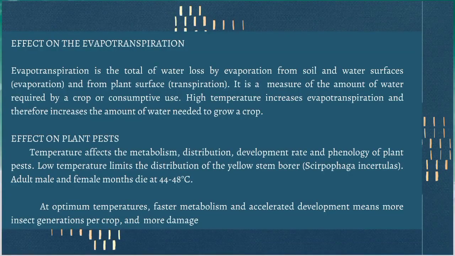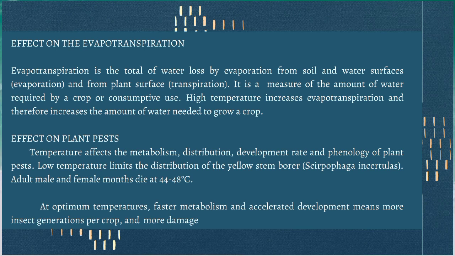Next, the effect on the evapotranspiration. Evapotranspiration is the total water loss by evaporation from soil and water surfaces, which we call evaporation, and from plant surfaces, which is called transpiration. It is a measure of the amount of water required by a crop, or consumptive use. High temperature increases evapotranspiration and therefore increases the amount of water needed to grow a crop. So, next slide is the example of the effect on the evapotranspiration and the effect on plant pests.